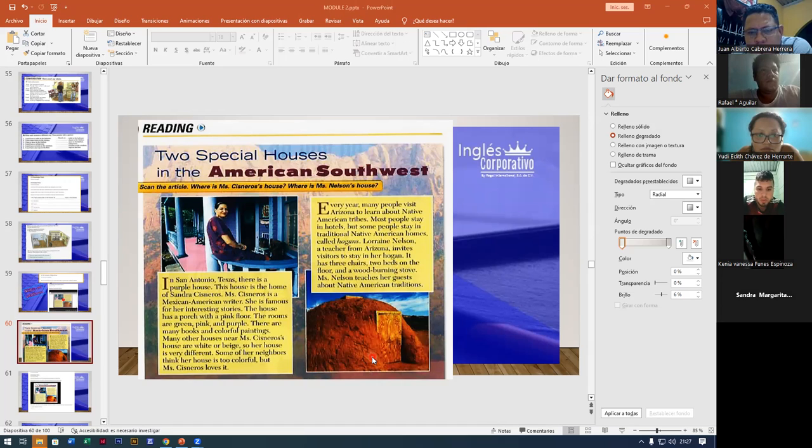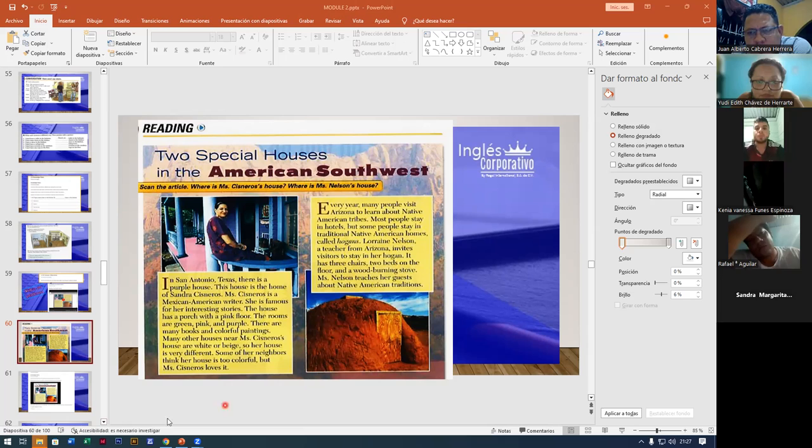Correct. It's from Native American, right? From the different tribes. Normally, from the Navajos. Do you remember which are the Navajos? It's a tribe, right? Una tribu, los Navajos. They normally constructed this kind of houses. So they are called hogans.